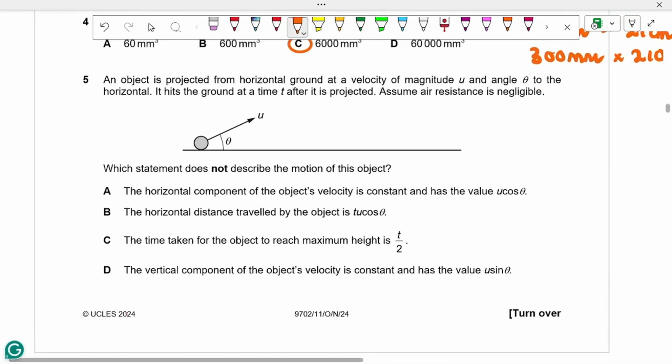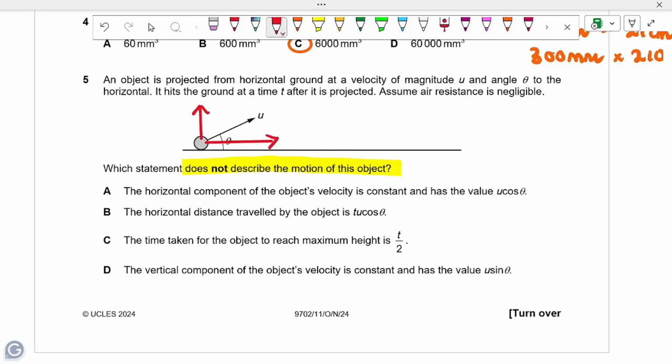Okay. Number 5. An object is projected from a horizontal ground. So which does not describe the motion? The horizontal component of the object's velocity is constant. That's true. And it has a value of u cos theta. That's also true, because you can resolve it in 2 directions. One is this, and then the other is this.